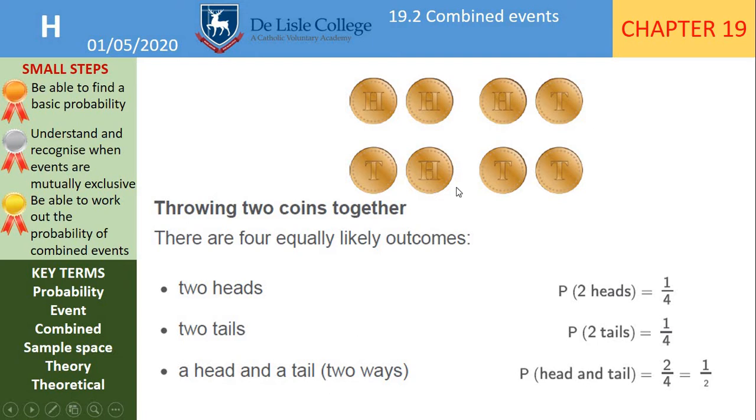Probability of a head and a tail. Now notice there are 2 different ways of getting a head and a tail. So it's 2 out of the 4 options, which is 1/4. Sorry, 2 out of the 4 options, which is 1/2.